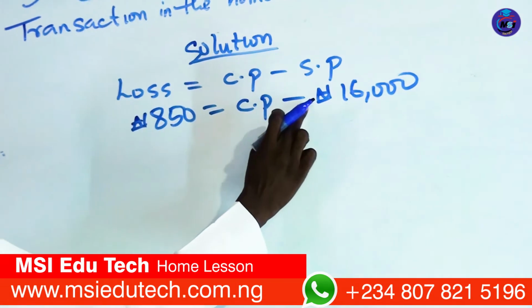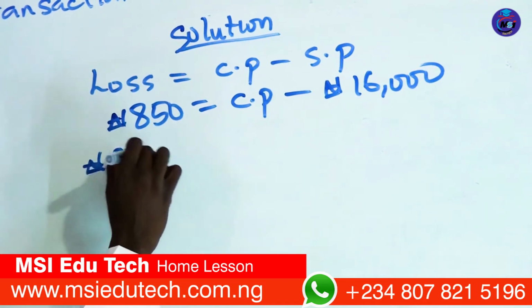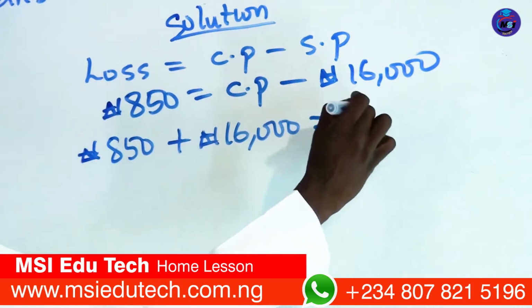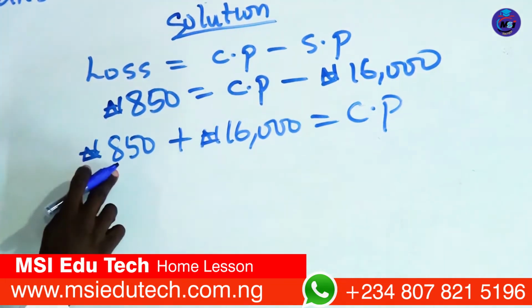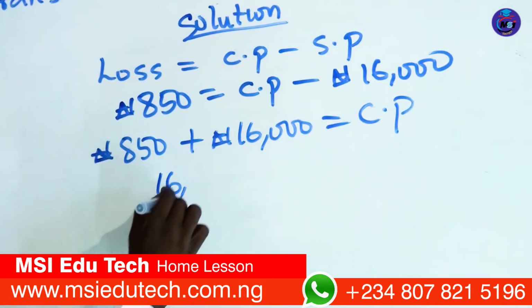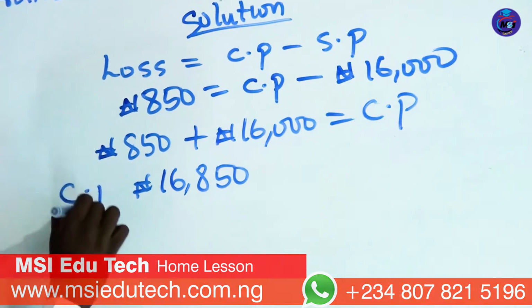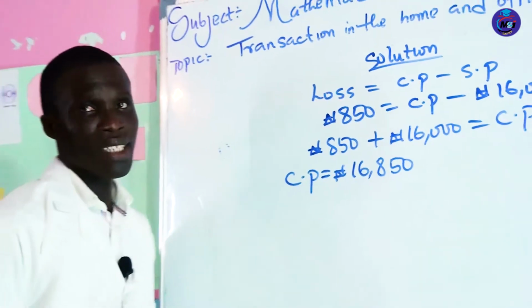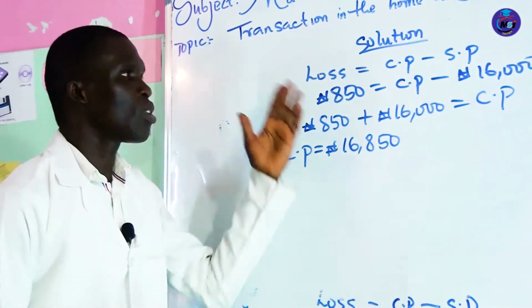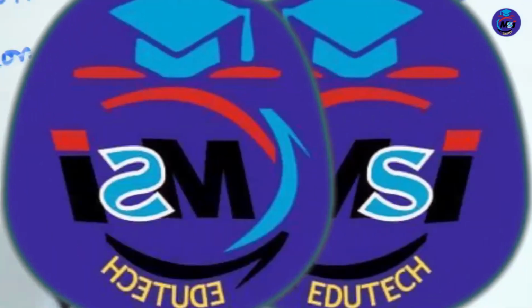What will happen? This minus, when it crosses to this side, turns to plus. We have 850 naira plus 16,000 equals cost price. 850 naira plus 16,000, we are going to have 16,850 naira. So this will be our cost price. You can apply the same method to find your selling price and also to find your loss. Thank you very much. Let's go to another example.